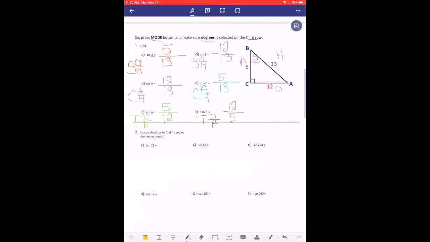So question 2, use a calculator to round to the nearest tenth. So we're going to be finding the sine, cosine, and tangent of these numbers that they give us. So for A, tangent of 25, you're going to hit the tangent button on your calculator and then type in the 25 and hit enter. When you do that, you're going to get a decimal. Your decimal would be 0.46.